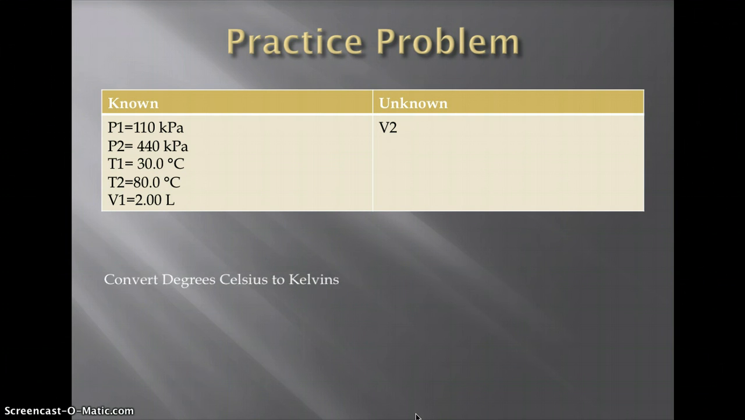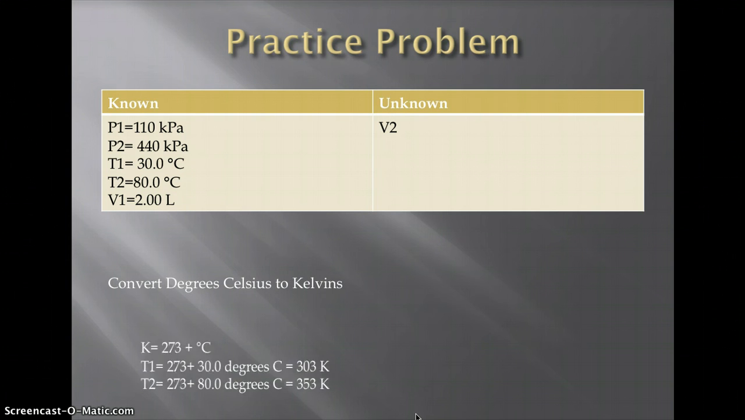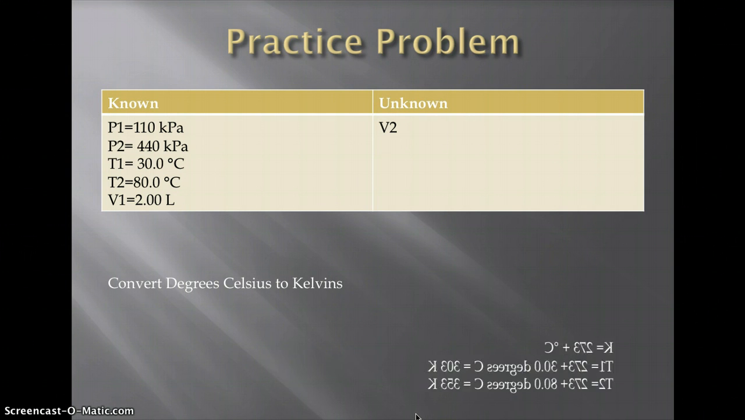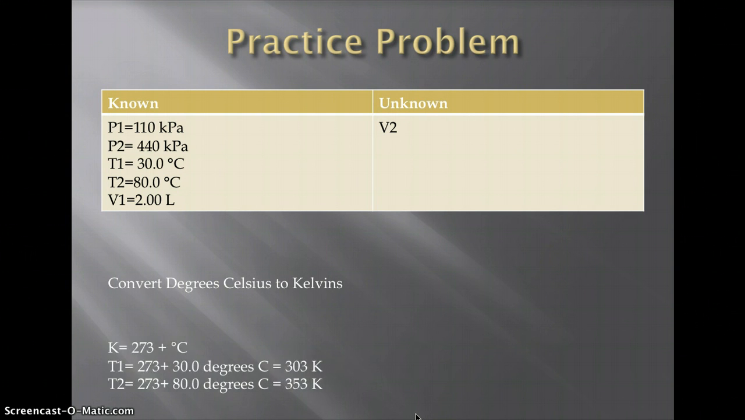The second step is we need to convert degrees Celsius to kelvins. And to do that, we need to add 273 to the amount of degrees Celsius. So our new T1 is 303 kelvins, and our new T2 is 353 kelvins.